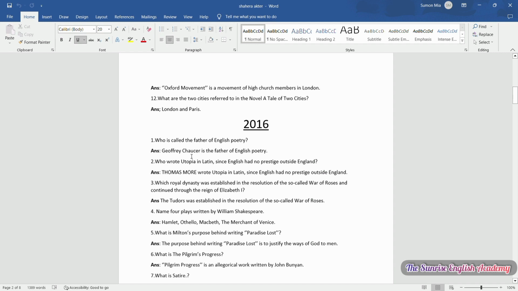Answer: Geoffrey Chaucer is the father of English poetry. 2. Who wrote Utopia in Latin? Since English had no prestige outside England. Answer: Thomas More wrote Utopia in Latin since English had no prestige outside England. 3. Which royal dynasty was established in the resolution of the so-called War of the Roses and continued through the reign of Elizabeth I? Answer: The Tudors.